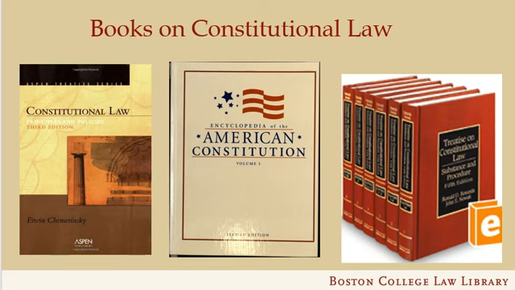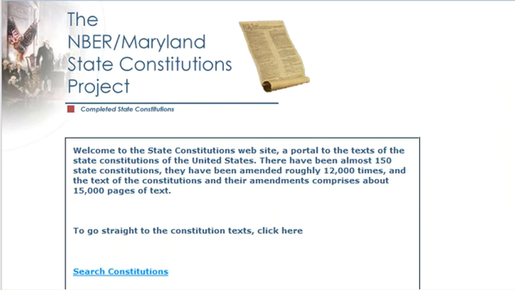As with any area of law, there are a variety of secondary sources that can help you with your research. They range from study aids like Erwin Chemerinsky's Constitutional Law Principles and Policies to the 5-volume Encyclopedia of the American Constitution, to Rotunda and Nowak's multi-volume Treatise on Constitutional Law, Substance and Procedure, also available as an ebook.